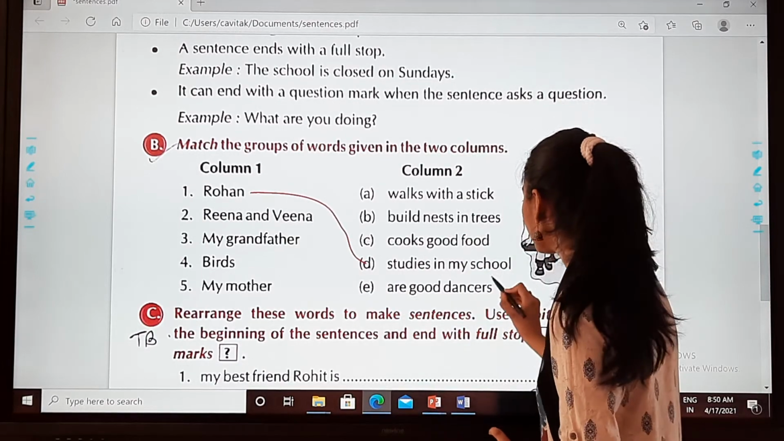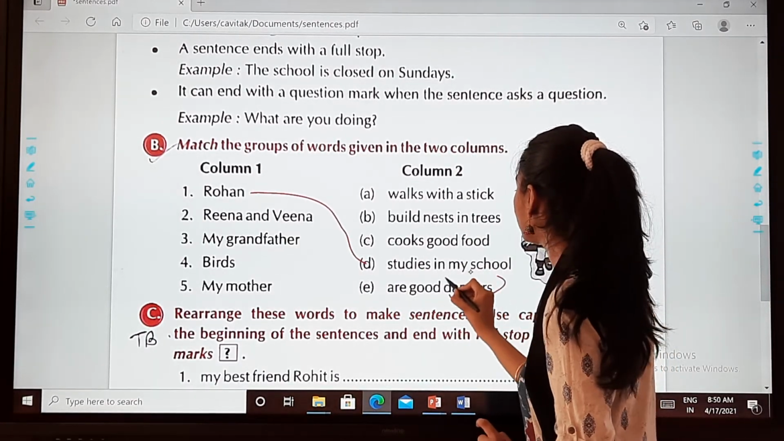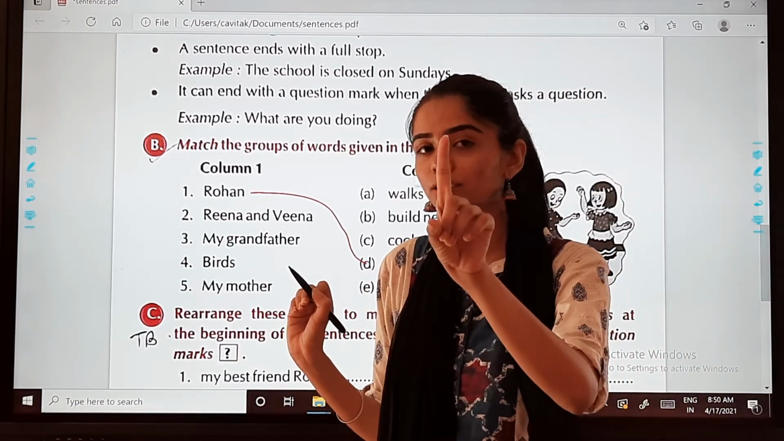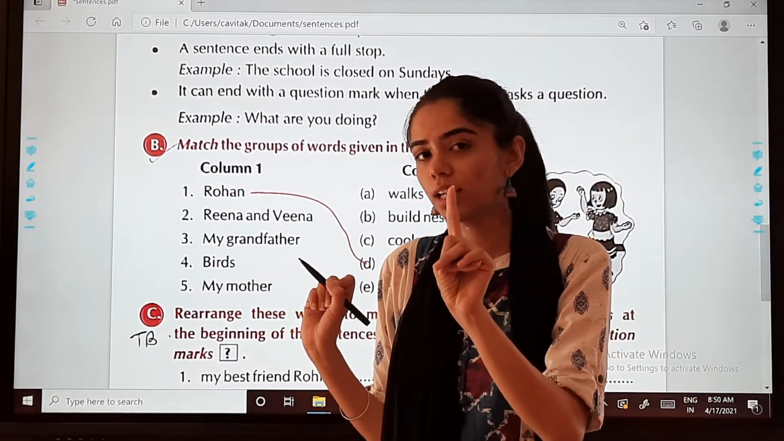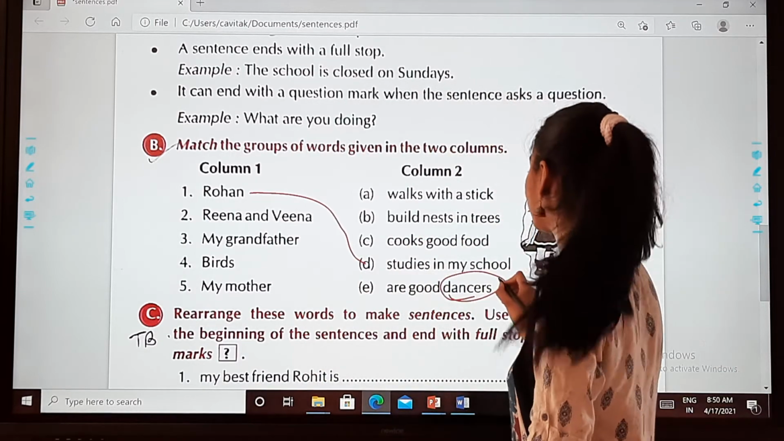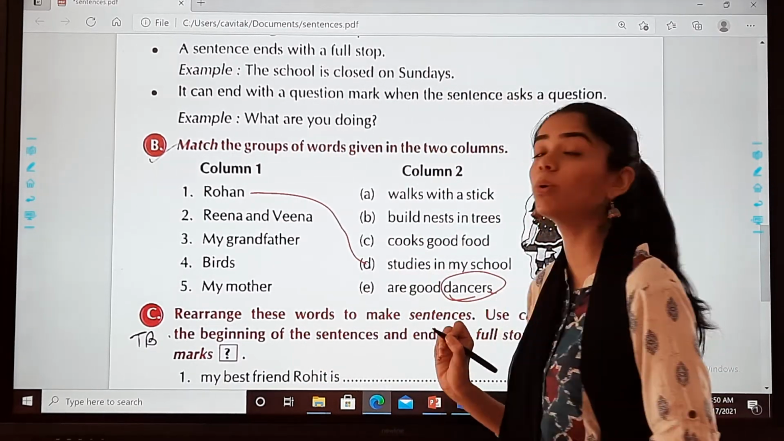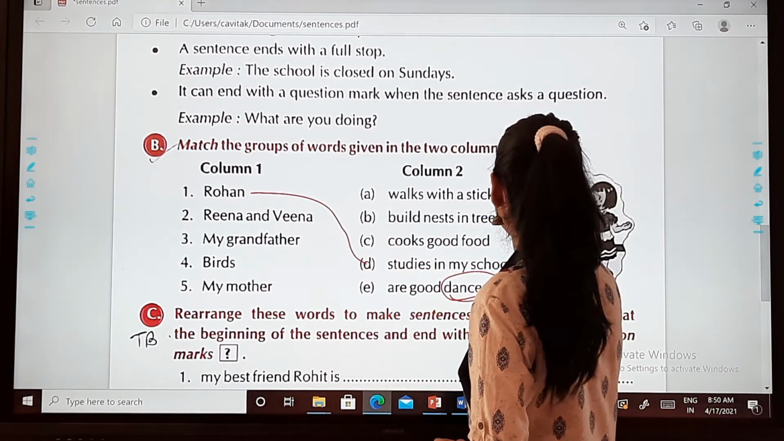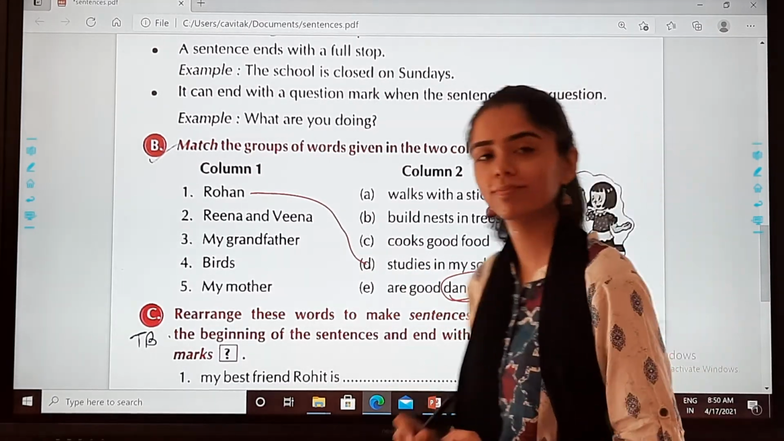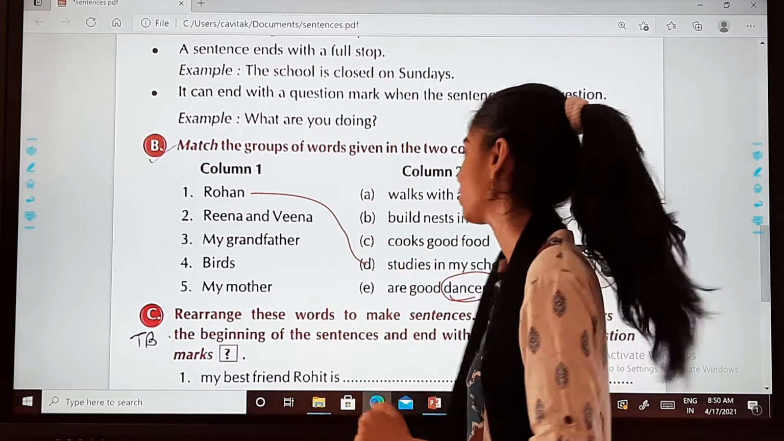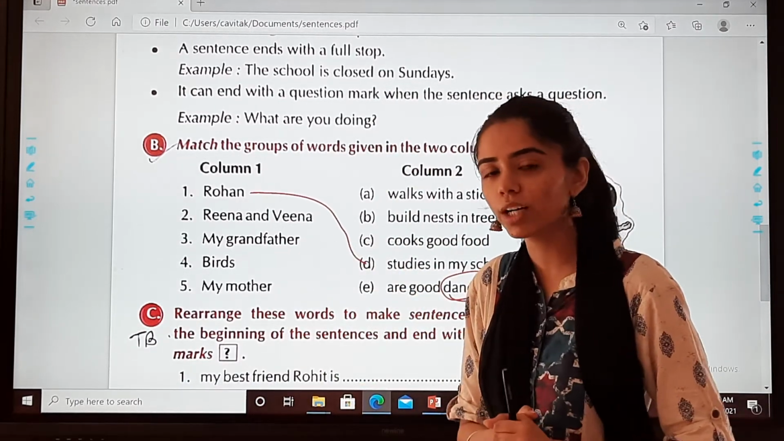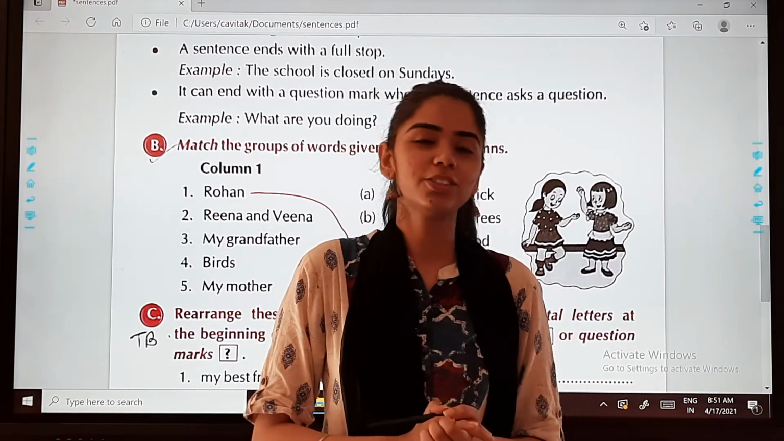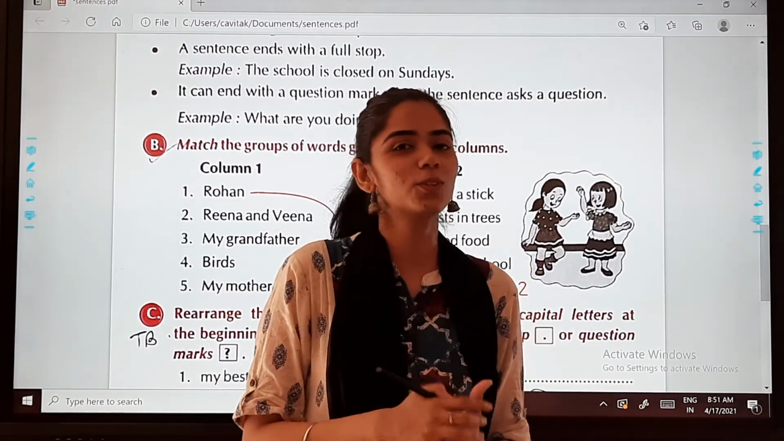Now see in the last one, you notice there is dancers. अगर एक dancer होता तो हम तो सिर्फ dancer word use करते, but S use किया है, that means it is plural. So Reena and Veena are good dancers. Is that clear? So the remaining 3 is your homework, which I want you to try it on your own. If you have any doubts, you can contact me during the school hours.